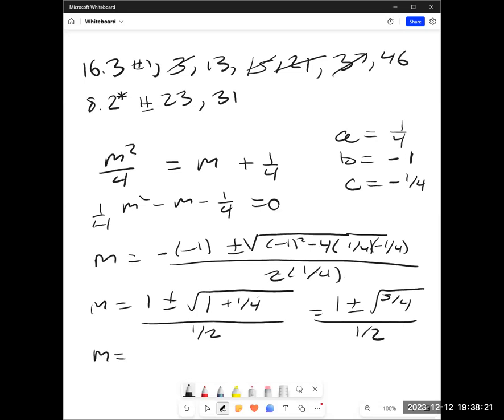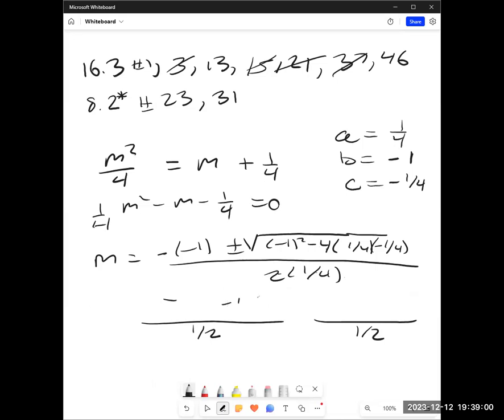M equals 1 plus or minus √5 over √4, which is 2. And then this is going to be divided by 1/2, which is the same thing as times 2. So this is 2 plus or minus √5. So m equals 2 minus √5, 2 plus √5. There's two answers to that. It would have worked out exactly the same, and I'll go back and do it right now. See that we get the same answers.